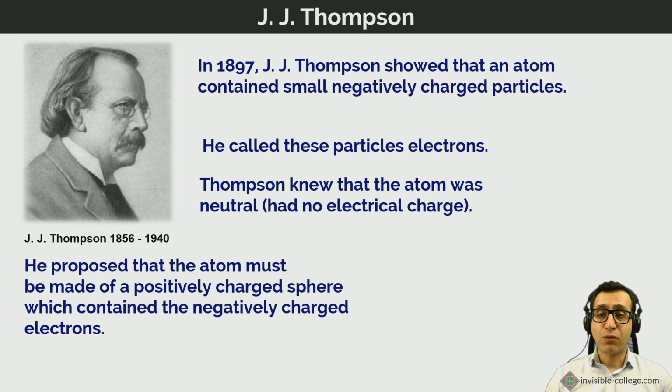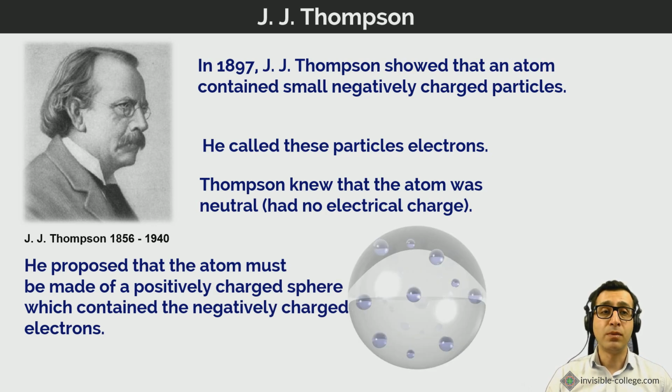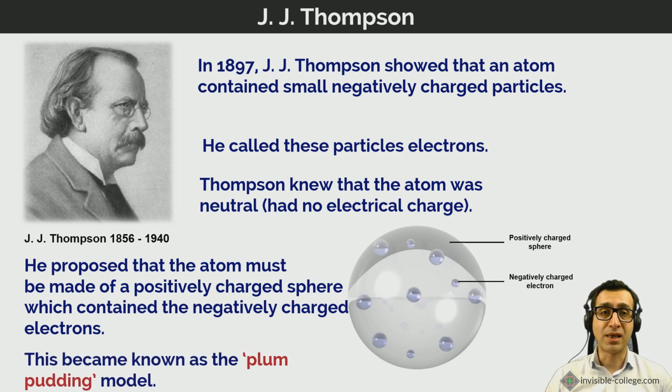So this gave rise to a model of the atom that became known as the plum pudding model, where the atom was made up of a sphere of positively charged material within which you have these negatively charged electrons embedded, kind of like plums in a plum pudding. And so this is where we get the idea of the plum pudding model.